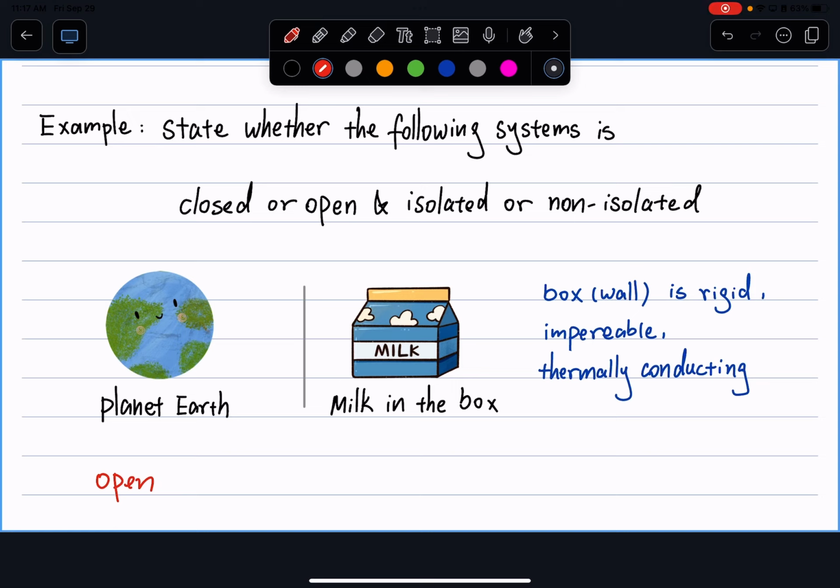But now if we're considering a box of milk, right? Imagine your milk cannot go outside the box, and it's thermally conducting, so that milk in there will give you a closed system. And occasionally, or most of the time, we will also highlight it's non-isolated.